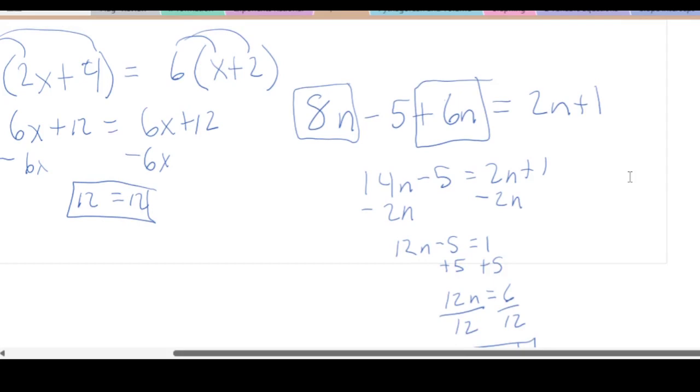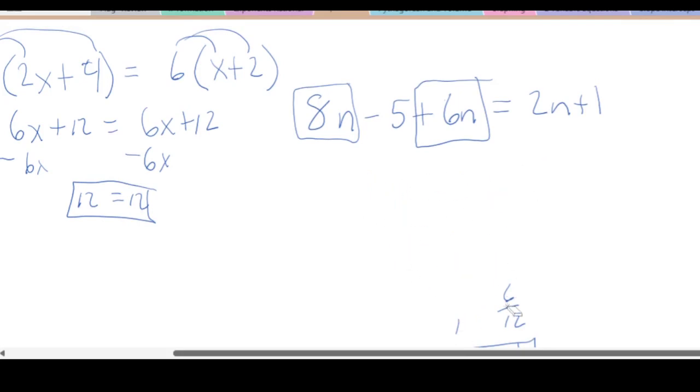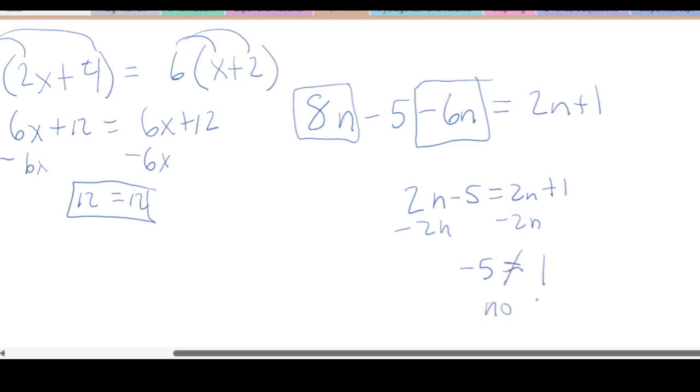Okay, now going back to this problem, if this were minus 6n, when I combine those like terms, I would end up with 2n minus 5 equals 2n plus 1. Now in this case, again, if I subtract that 2n from both sides, I get negative 5 equals 1. And that is not possible. So this is not equal and therefore is no solutions.